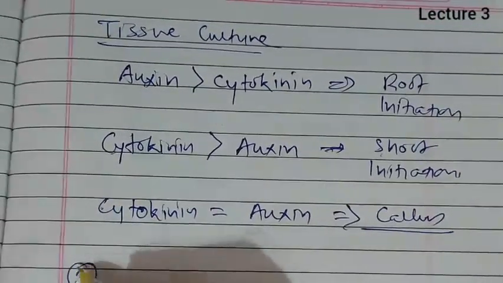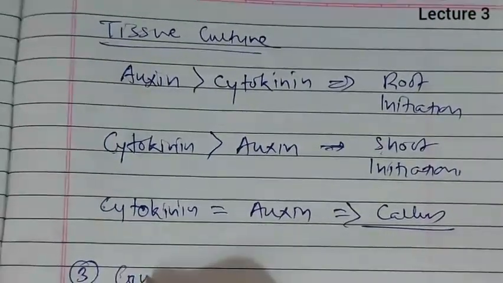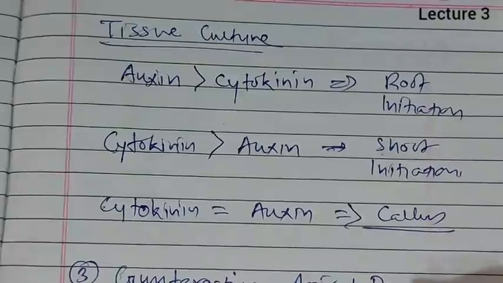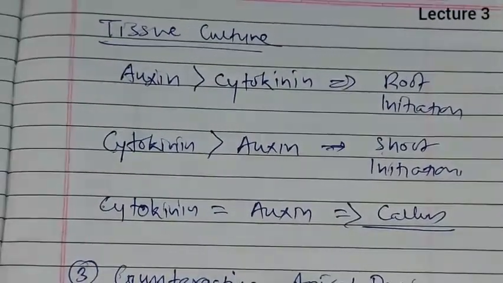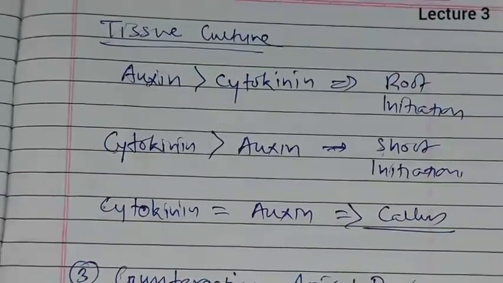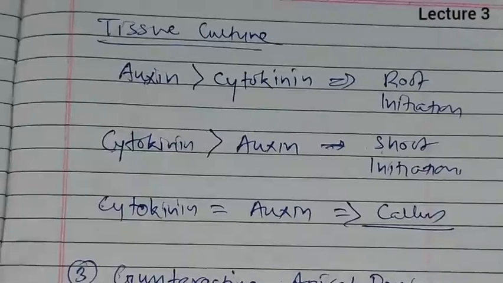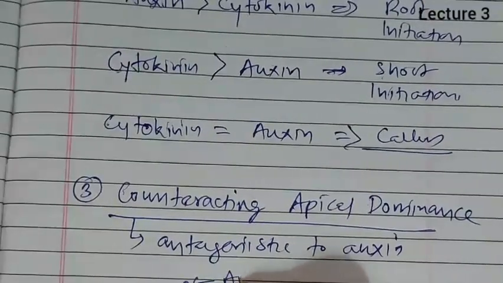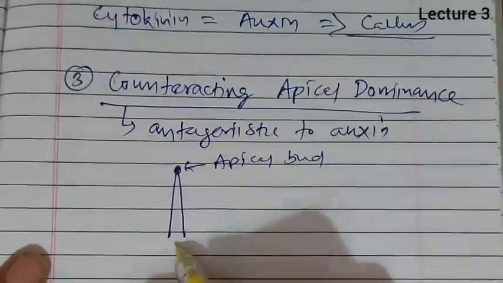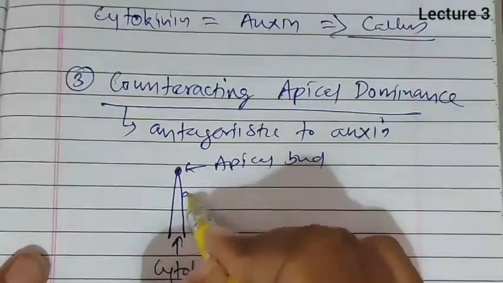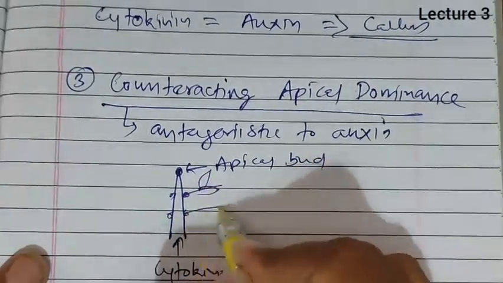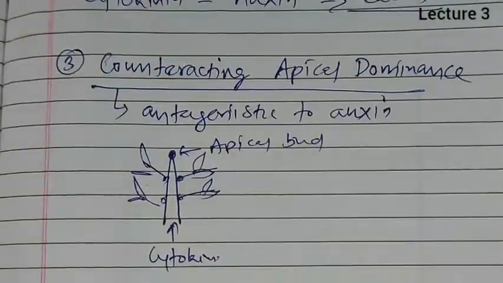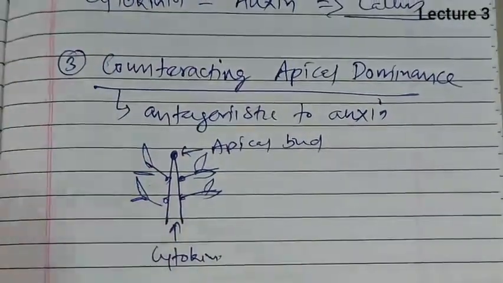Next, it counteracts apical dominance. Counteracting apical dominance means cytokinin is antagonistic to auxin. The meaning of this is that if an apical bud is present in a plant and we are also providing cytokinin, then the lateral buds start growing. So lateral buds will grow even when apical dominance is occurring but cytokinin is provided. So it is acting antagonistically to the auxin.